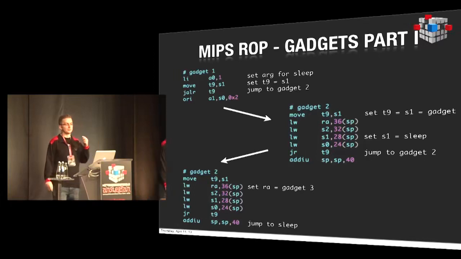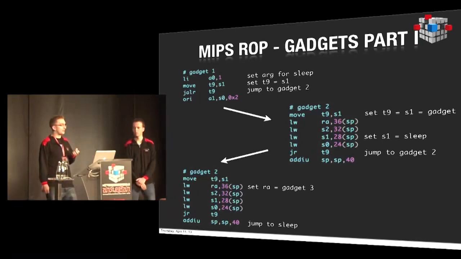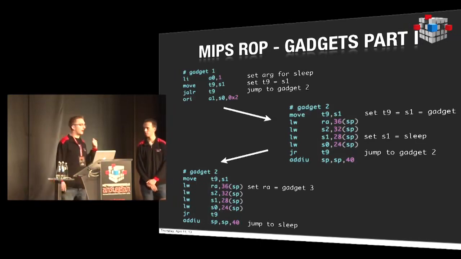So now gadget 2 is being executed. But this is a bit of a special gadget, because at the end of this gadget it will jump to T9, which at the start is filled with S1. So at the start of gadget 2, S1 still contains its own address of gadget 2. So naturally, once it goes through this gadget, it will invoke gadget 2 again. But in the middle of this gadget, there's a couple of load instructions which load various values from the stack, amongst which are RA, S2, S1 and S0. And we control the stack as well.